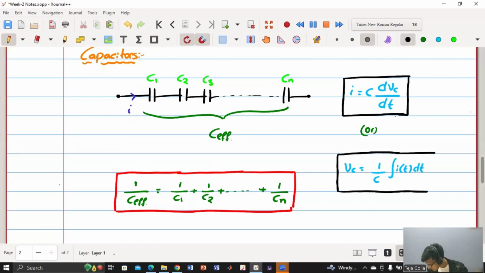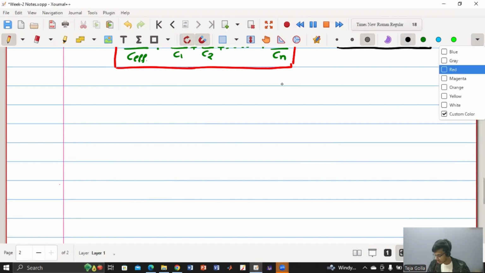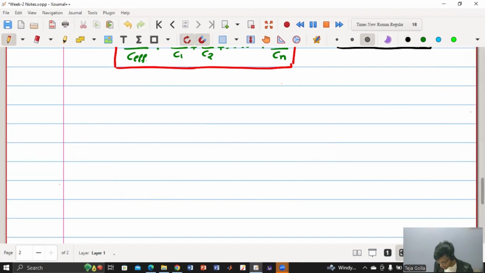Any queries, or is it clear until this point? If we have connected capacitors in series, what will be the effective capacitance? Yes, sir, clear. Okay. Then we'll move on to another element, the one element that is left, which is the inductors. So what happens if I connect inductors in series? Same thing.